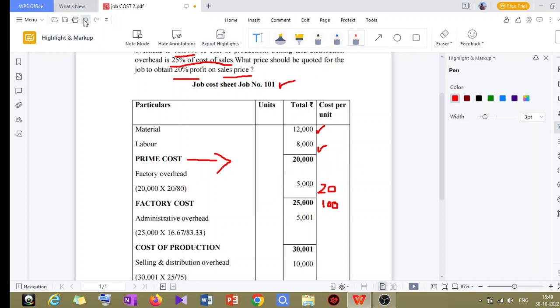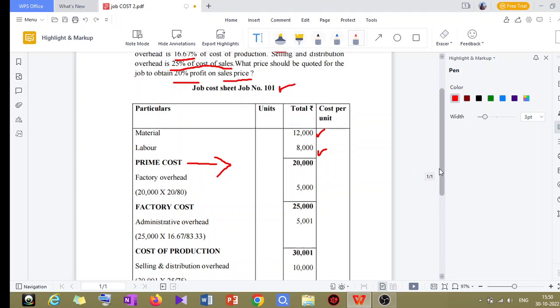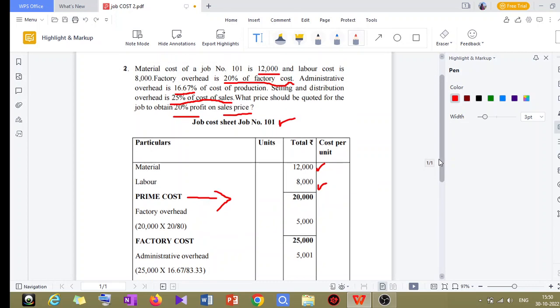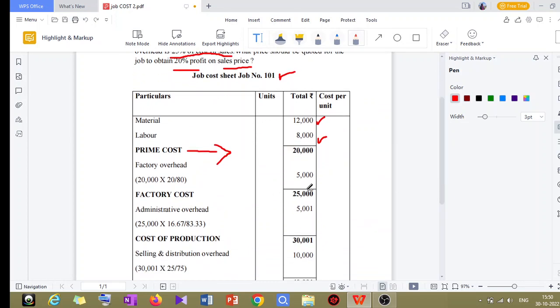Okay. Now you can cross check also whether it is correct or not. So what they mentioned, the factory overhead is 20% of factory cost. Just if you calculate 25,000 into 20%, that is 20 by 100, you will get 5,000. Clear? 25,000 into 20%, you will get the 5,000 to cross check whether it is correct or not.